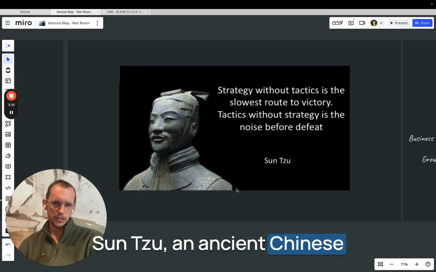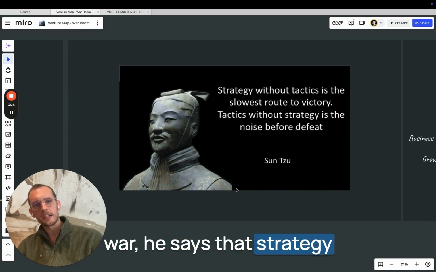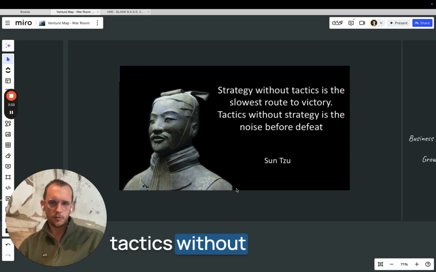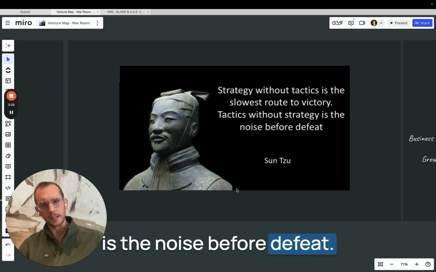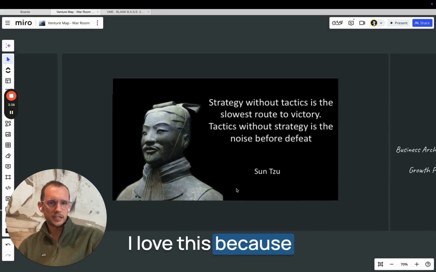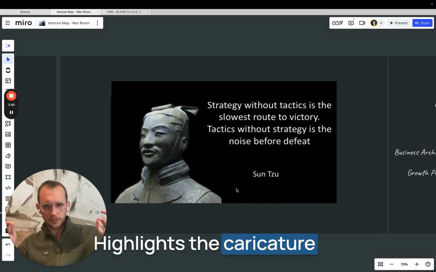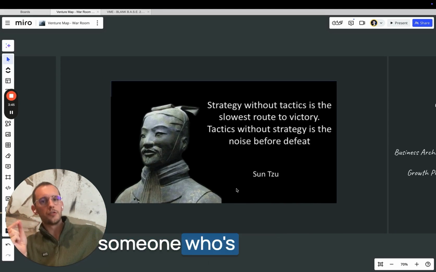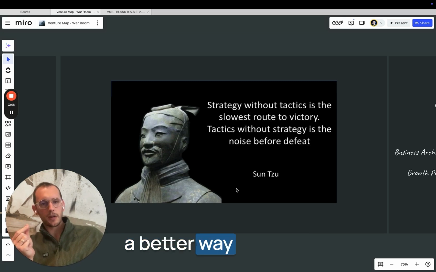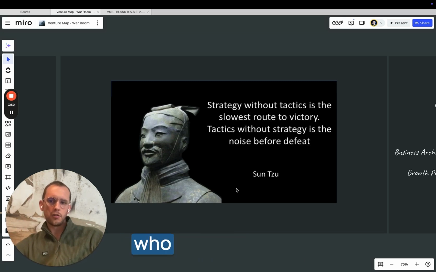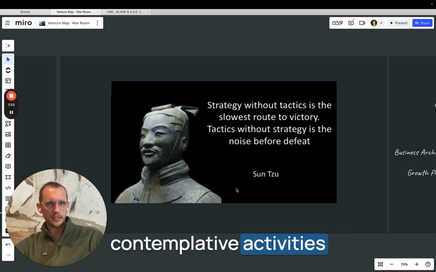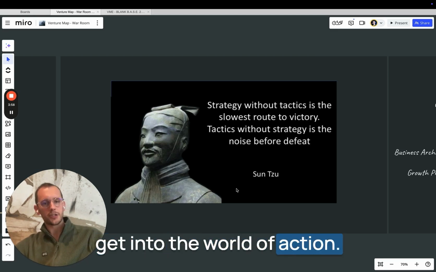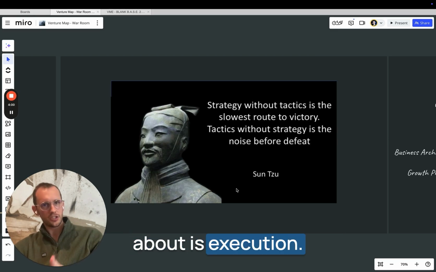Sun Tzu, an ancient Chinese philosopher from the Art of War, says that strategy without tactics is the slowest route to victory, and tactics without strategy is the noise before defeat. Now, I love this because it highlights the caricature on either side of the spectrum. On one side, you've got the academic, or someone who's in analysis paralysis is probably a better way to say it. This is the person who luxuriates in contemplative activities and contemplative affairs, and they struggle, if ever, to get into the world of action. And that's what business is all about, is execution.